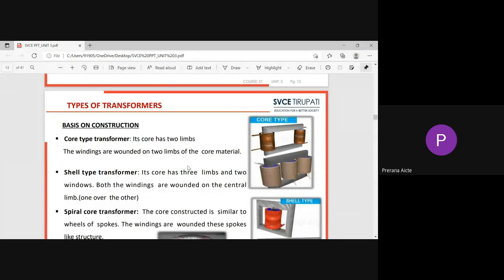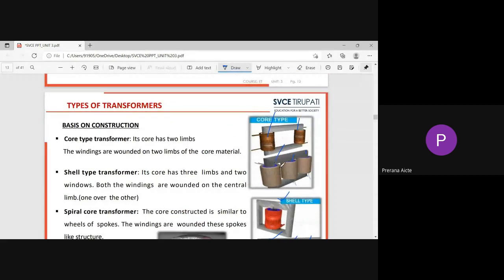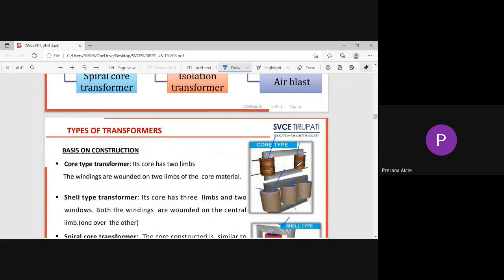See here, the basic types of transformer are the core type transformer and the shell type transformer. Here is a core type transformer: two cores for a single phase winding, and three cores for a three phase winding. Similarly, here is a single phase shell type transformer and a three phase shell type transformer. So these are the basic types of transformer, core type and shell type, for single phase as well as three phase.